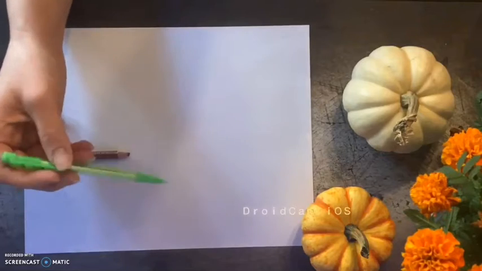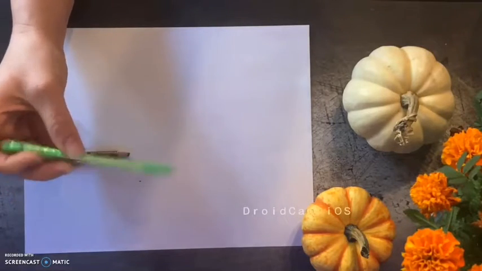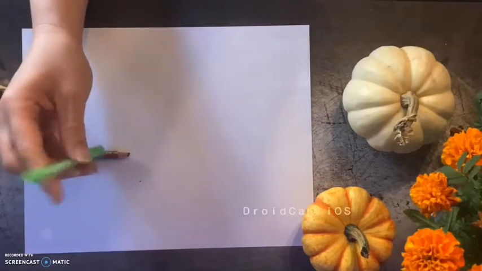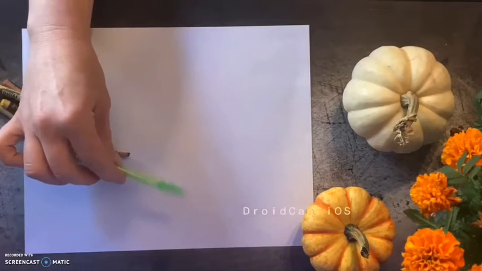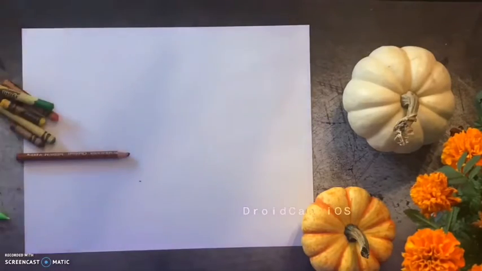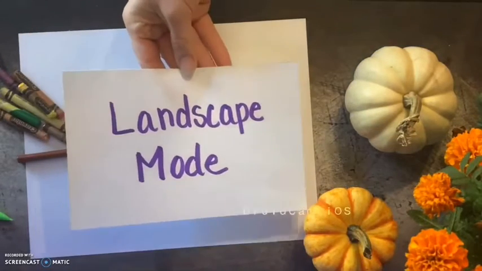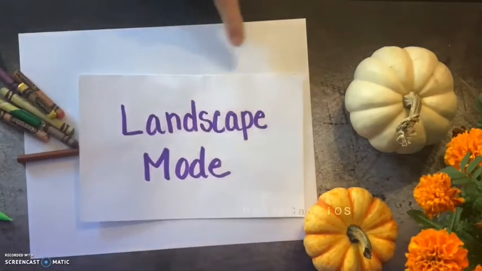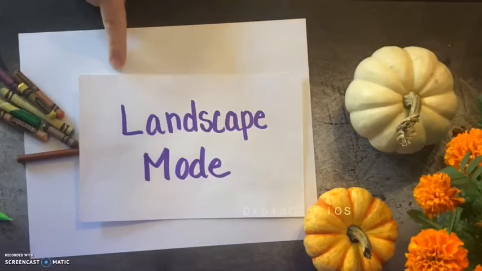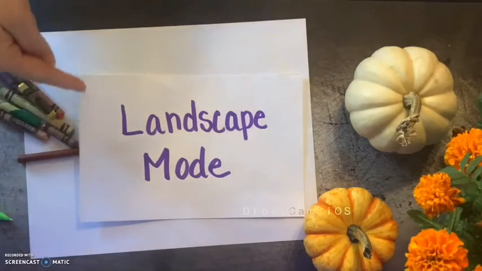You should use light pressure so that if you need to go back and erase, it's easier, or if you cover it up with a crayon, you won't see it as much. Our paper can be in landscape mode for this drawing. That means that it is long on the top and short on the sides.